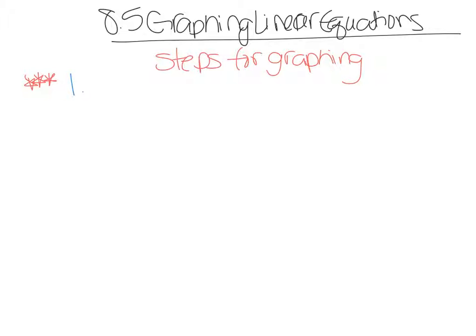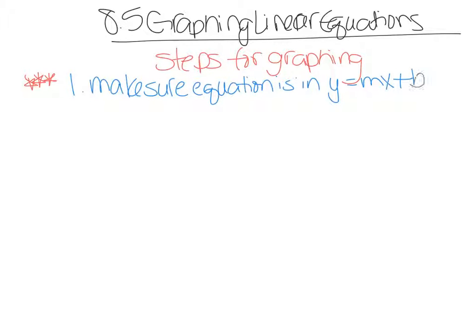So if we're given an equation and we want to graph it, the first thing we have to do is make sure it's in the correct form. So we're going to make sure the equation is in slope-intercept form, or we can just say y equals mx plus b. The main thing here is the equation has to be in y equals. That's the big idea.